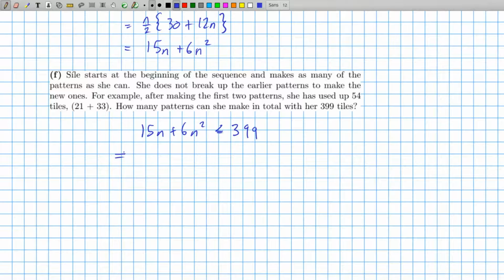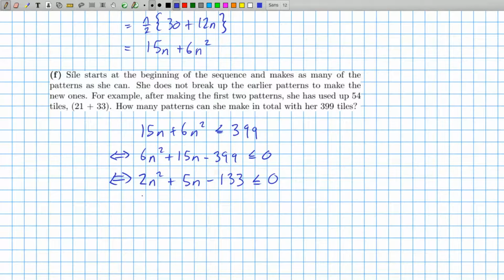So I'm just going to simplify this if I can. I'm going to get 6n squared plus 15n minus 399 is less than or equal to 0. So we've got essentially a quadratic equation, or well, quadratic inequality rather. I'm going to simplify this a little bit by dividing everything by 3. So 6 divided by 3 is going to be 2n squared. The 15n divided by 3 is going to be 5n. And 399 divided by 3 is 133. And that has to be less than or equal to 0 divided by 3, which is just going to be 0.